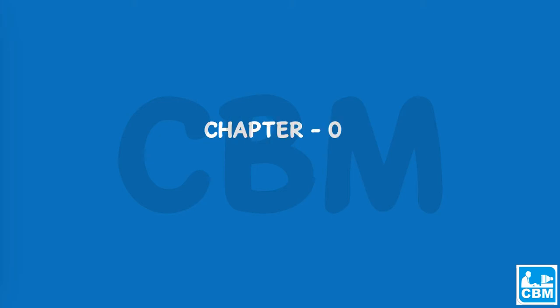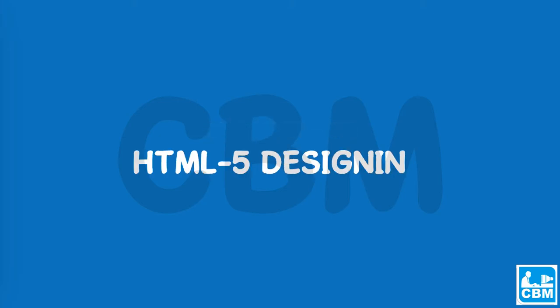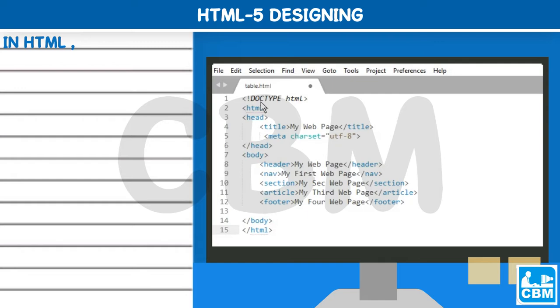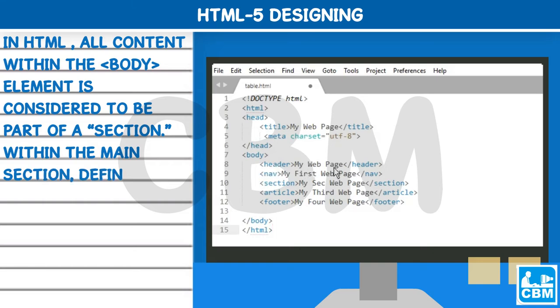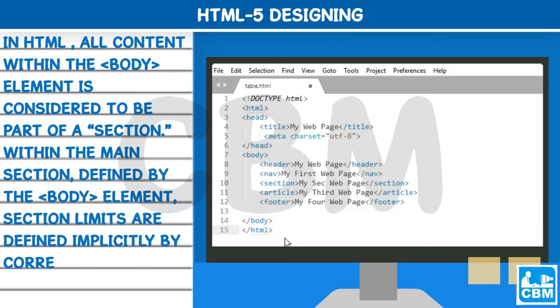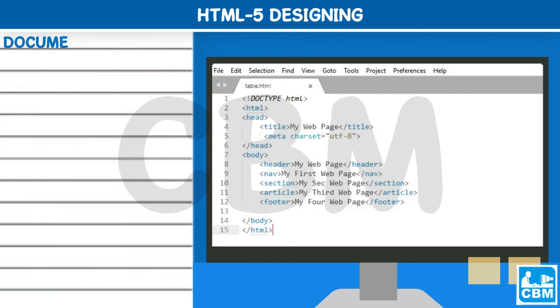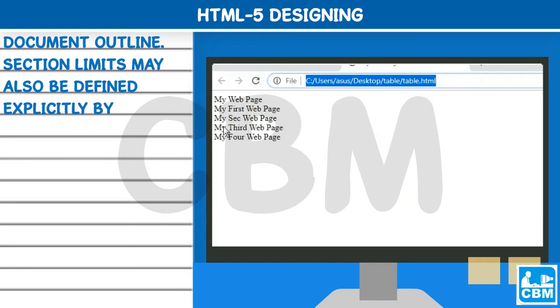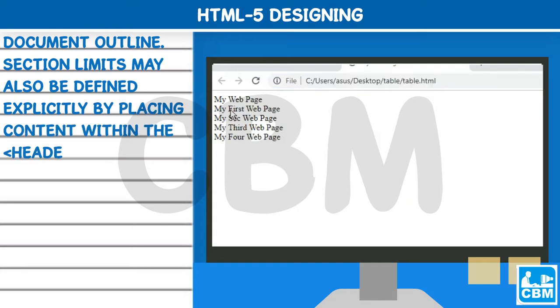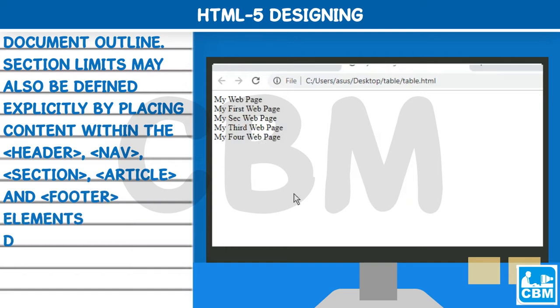Chapter number 9. HTML5 Designing. In HTML, all content within the body element is considered to be part of a section. Within the main section, defined by the body element, section limits are defined implicitly by correctly sequenced headings in the document outline. Section limits may also be defined explicitly by placing content within the header, nav, section, article and footer elements demonstrated over the next few pages.